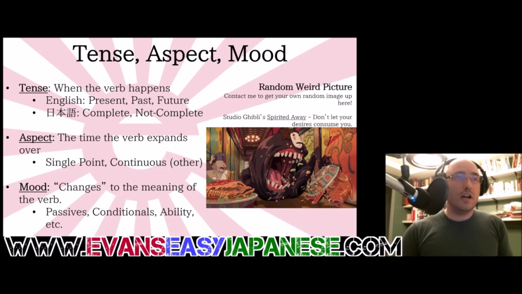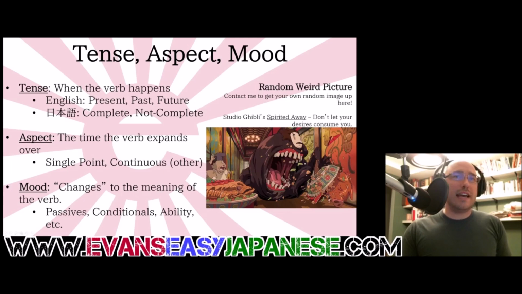The mood of a verb changes the meaning of the verb slightly. So for example, I ate versus I was eaten. You can see that one of those changes the mood. Both of them are eat, but one of them involves me dying, and one of them involves someone else getting eaten, possibly a pizza. So here we have this guy eating everything up. Don't let your desires consume you. I think this was because I was thinking of eat and be eaten.